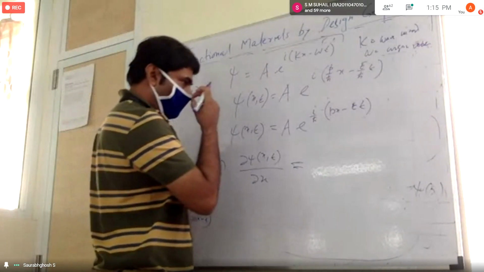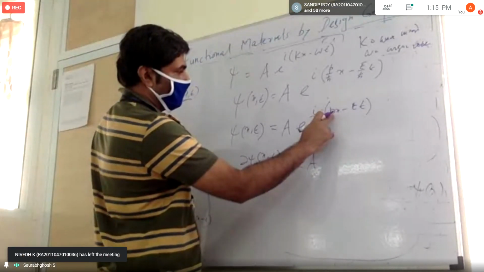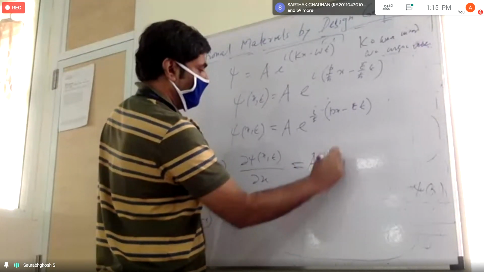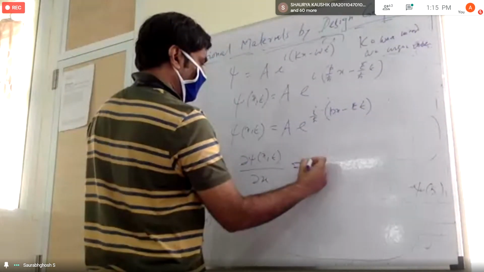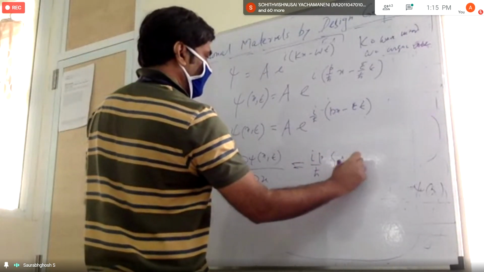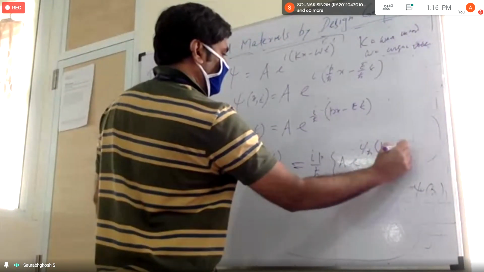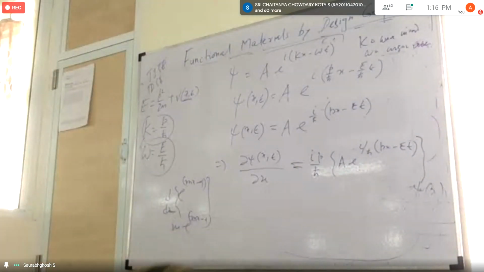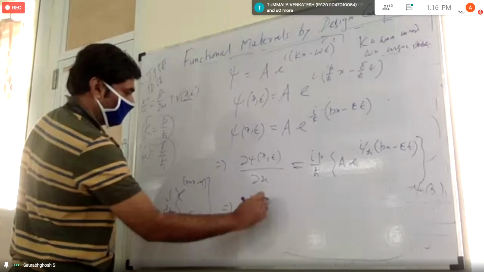Okay? If you do it, then this i by h cut will come down. So we have i p by h cut. You can write it like this: i p by h cut, then again A e to the power i by h cut, (px minus Et). Okay, so differentiating this term only. Now do a second order differentiation.